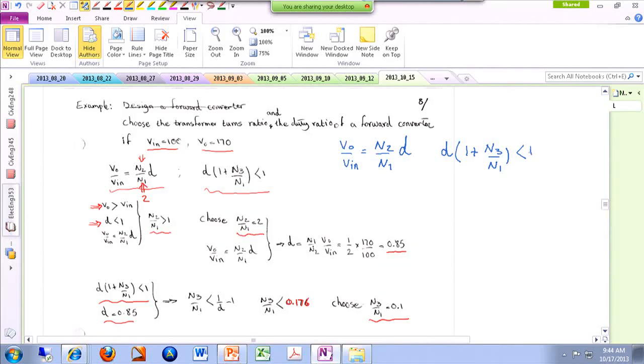So we had a rough design, first selecting the number for N2 over N1. For instance, here I chose N2 over N1 to be 2. Once I have this at 2, and I have the input voltage level and the output voltage level, I can find the duty cycle. It turns out to be 85%. Now that I have the duty cycle, I can look over here and see what is the right value for N3 over N1, and you can select it to be 0.1.